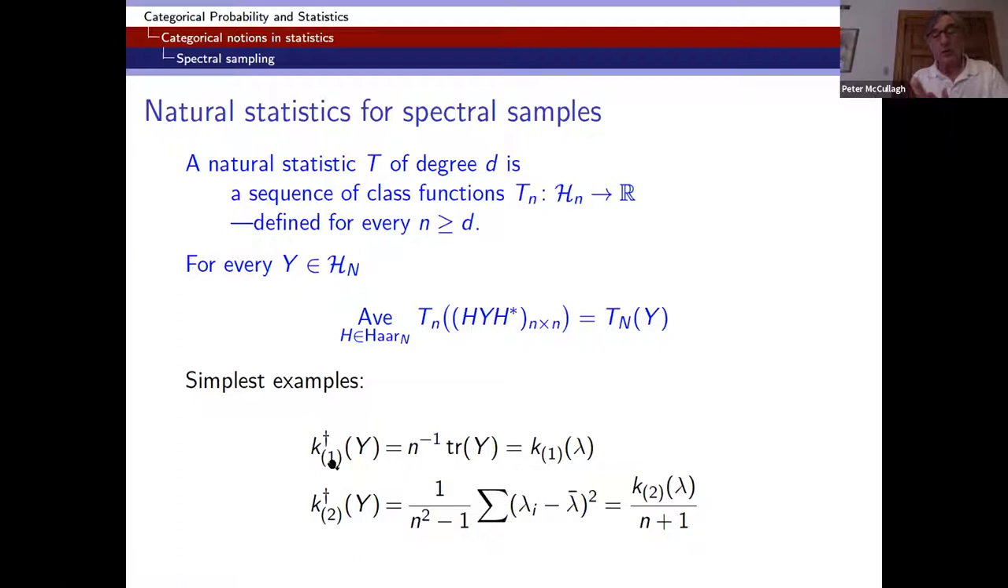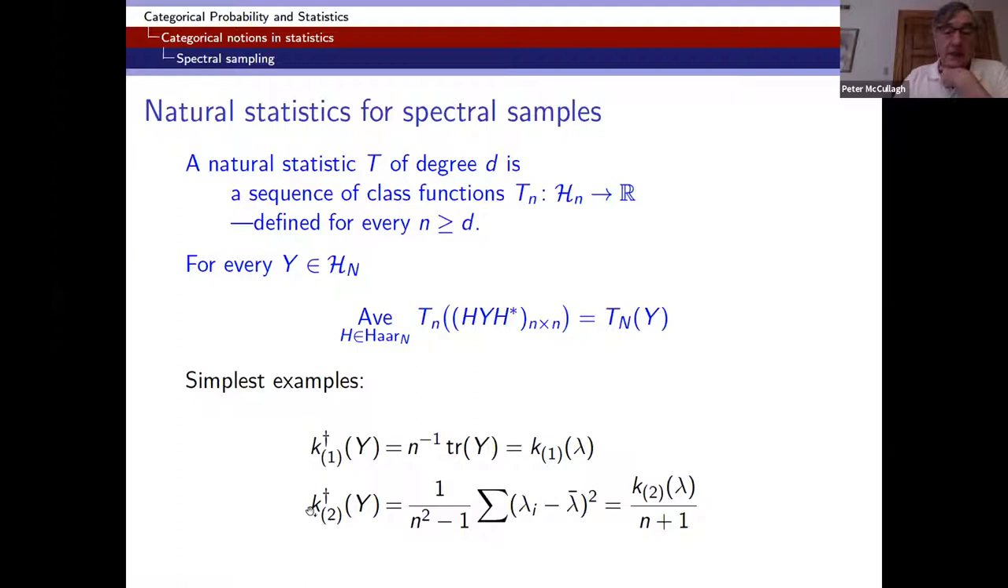And so that you understand the distinction I'm making here, K daggers are going to be these spectral functions, and K's without the dagger are just going to be the ordinary Fisherian K statistics. So this is the average. So this is just two ways of, this one of course is a function of the eigenvalues, and it's just the average of the eigenvalues, and it's equal to the ordinary average.